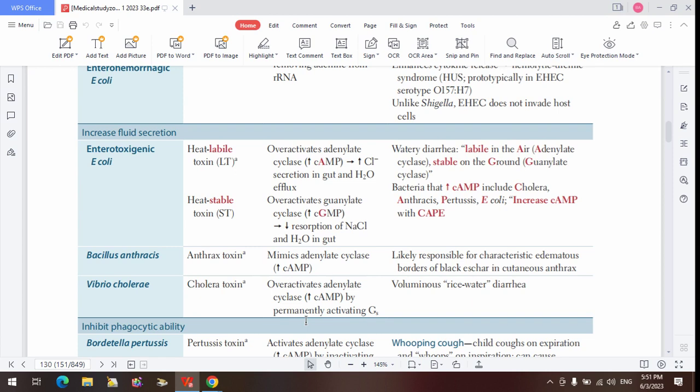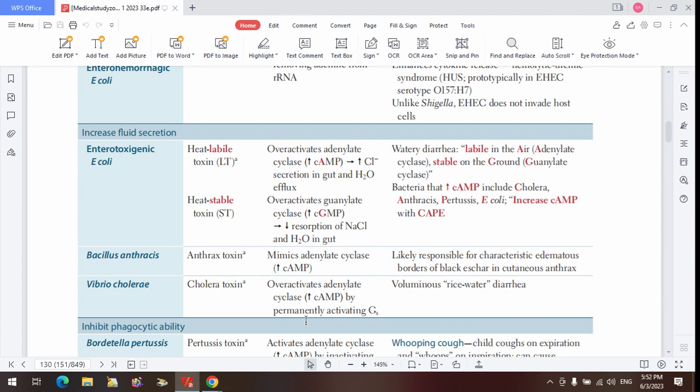Anthrax, forget about the way anthrax presents. Just remember the eschar that contains fluid, edema. So it mimics adenylate cyclase to increase cAMP and increase water absorption. The last one is cholera, diarrhea. But how does cholera do it? It permanently activates the Gs so that the Gs can activate adenylate cyclase, and adenylate cyclase can increase cAMP and increase the secretion of chloride. That's it. So enterotoxigenic E. coli, the heat labile one, has increased adenylate cyclase activity, increased cAMP, increased secretion of chloride and water.